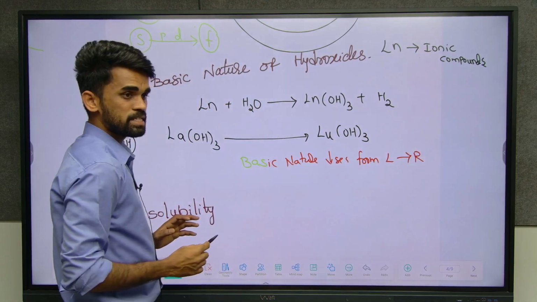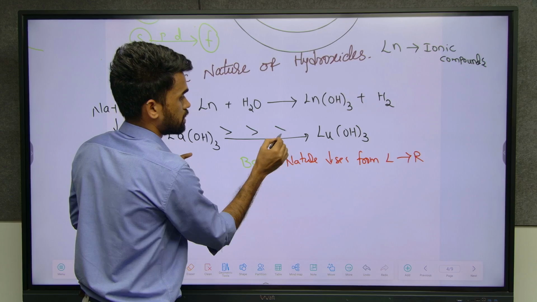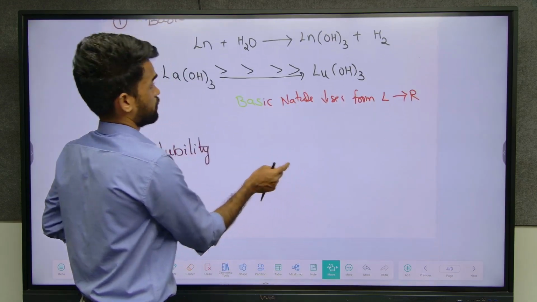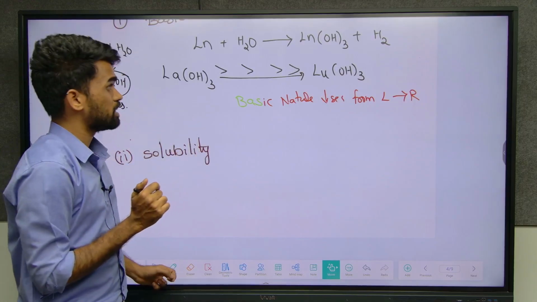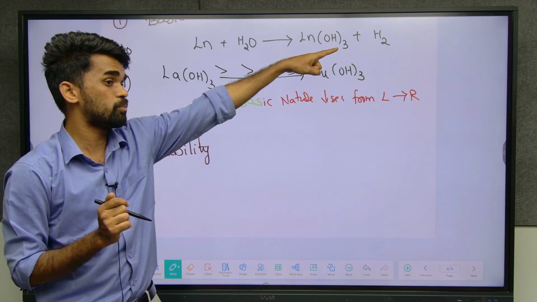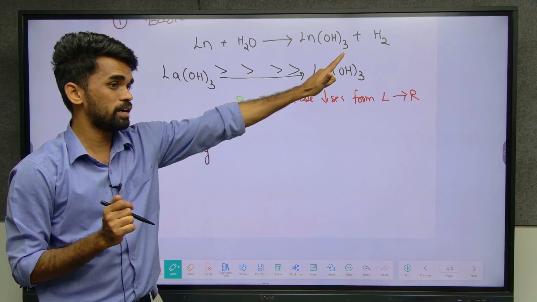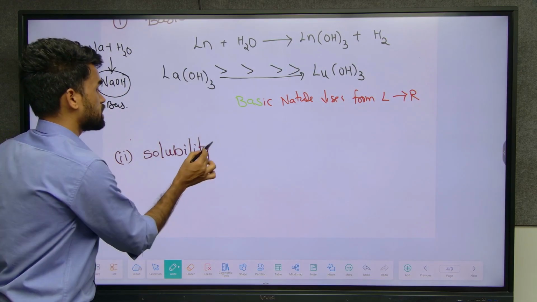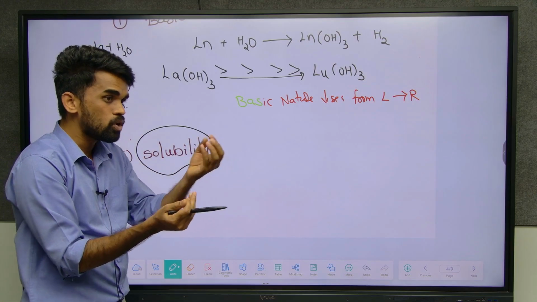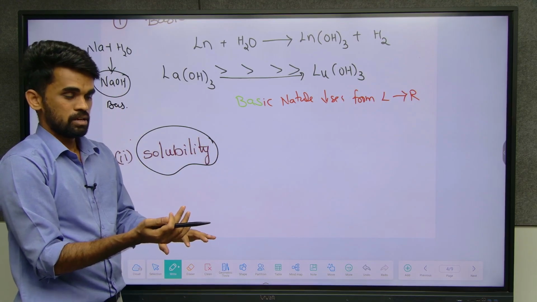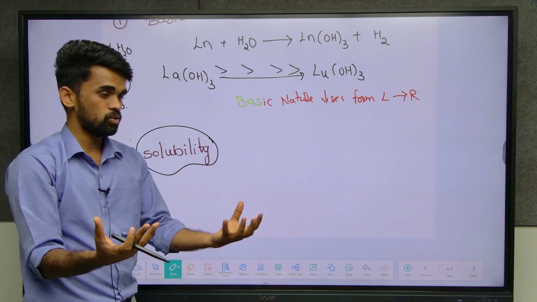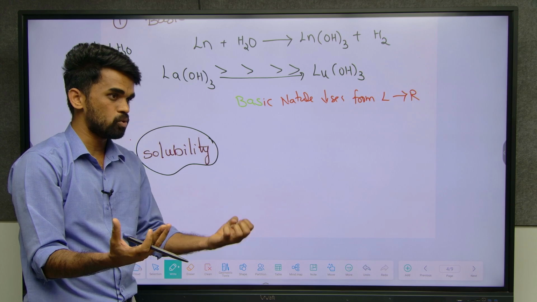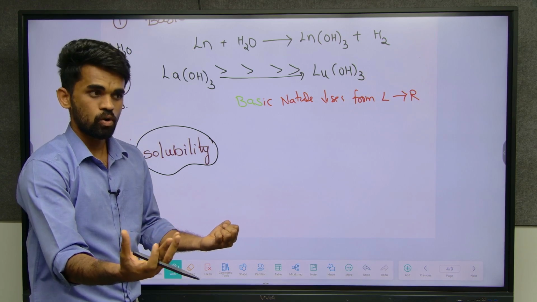So which is more basic? Lanthanum. Like this it will be. The least basic is lutetium hydroxide. Next, I told you lanthanides form which type of compounds, ionic or covalent? Ionic. Now within the ionic compounds, I am asking about solubility. If a compound is more ionic, it will be easily soluble. For example, sugar and salt: which will dissolve in water easily? Salt. So ionic compounds dissolve more readily compared with covalent compounds like sugar.